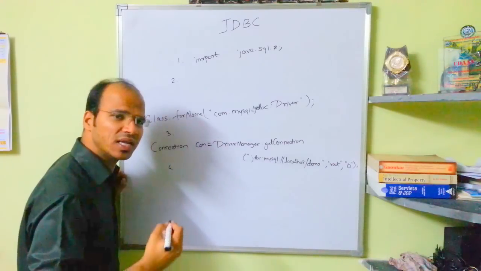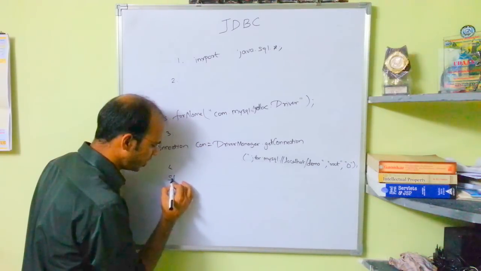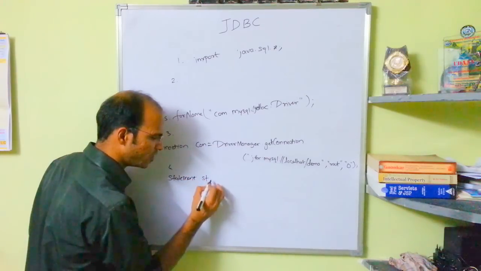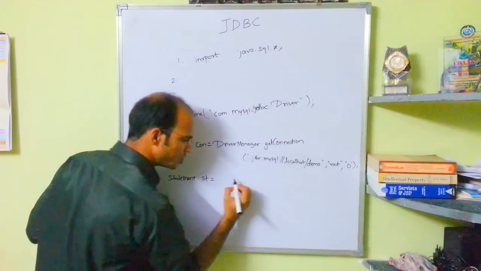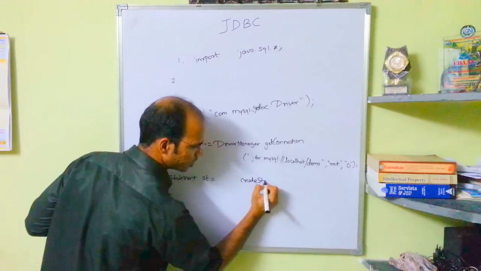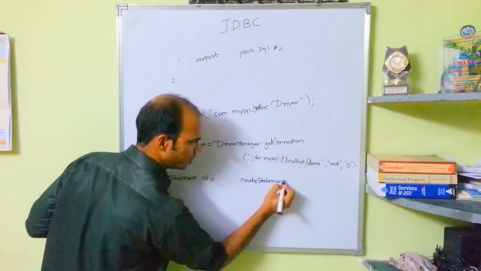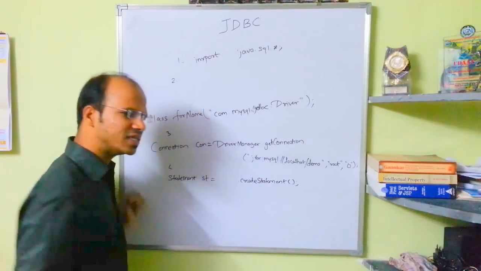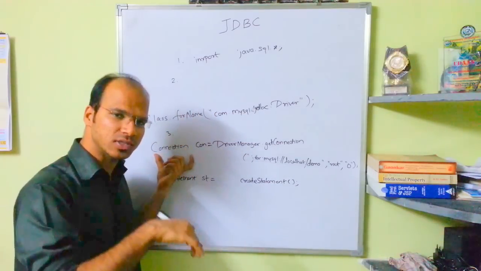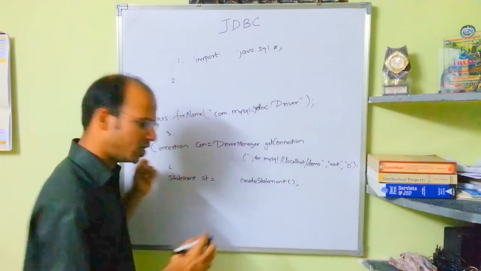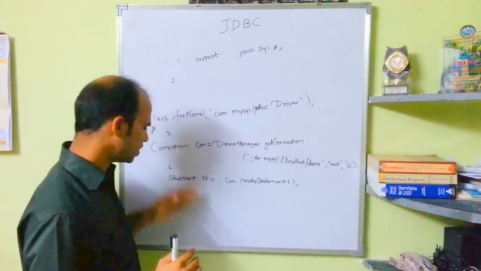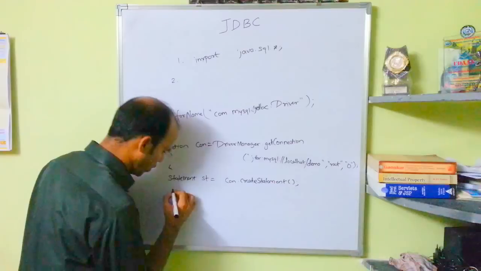The fourth step is to create a statement. To create a statement, we have an interface called Statement. We have st. Now, to create an object of this, we have to use a method called createStatement. This createStatement is a non-static method that belongs to the Connection class, so we have to use the object name con. So we have con.createStatement. So the fourth step is to create a statement.